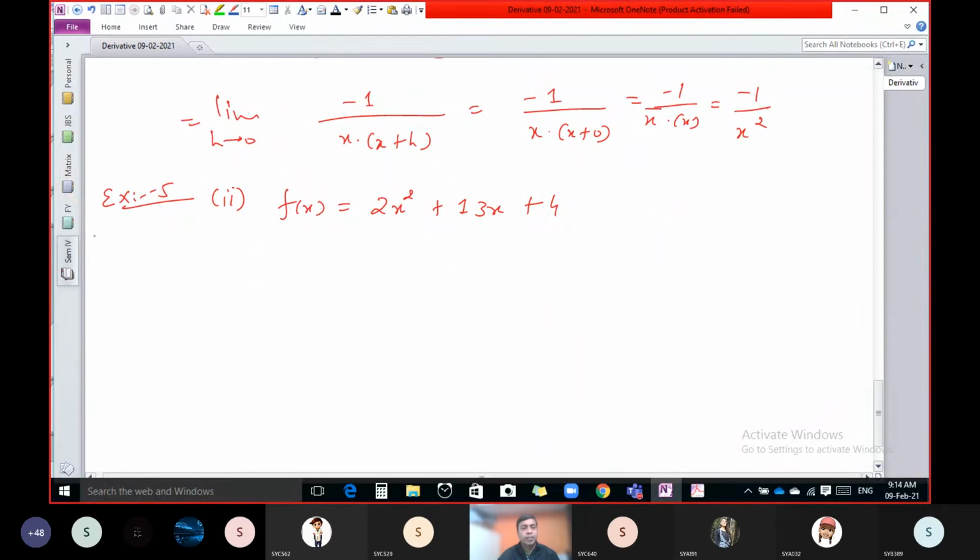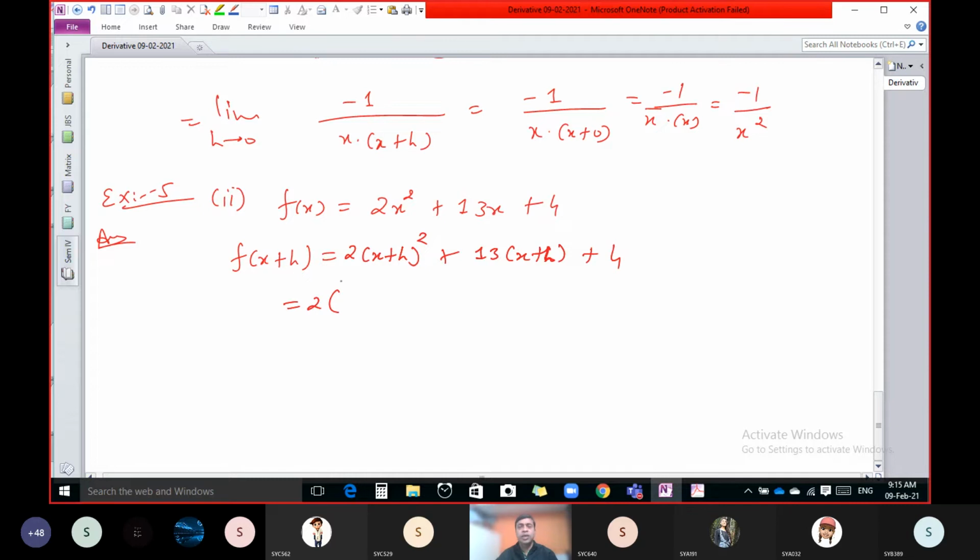So first step, in f of x, put x plus h in place of x. So what do we get? Tell me what we have to write here. 2 into x plus h whole square, correct, plus 13 times x plus h, plus 4. Correct. Now simplify.